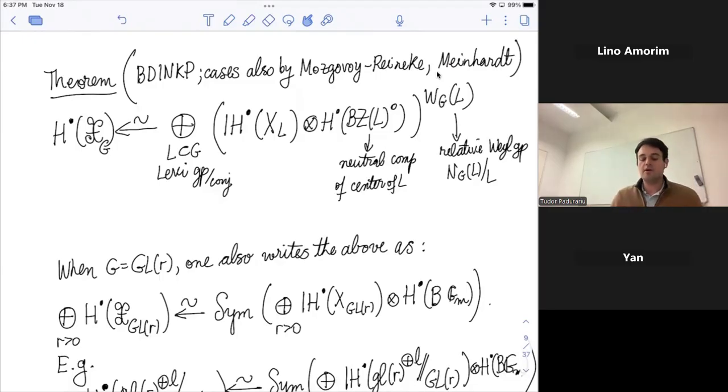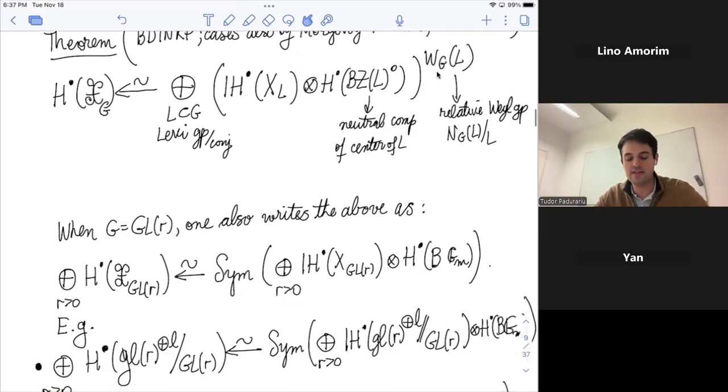Now, this theorem, so these formulations are already standard in the literature in the case when G equals GL_R. And there it is convenient to actually pack together these isomorphisms for all R's. So this is how one usually sees it in the literature. So one takes the direct sum over R of cohomology of X_GL_R.